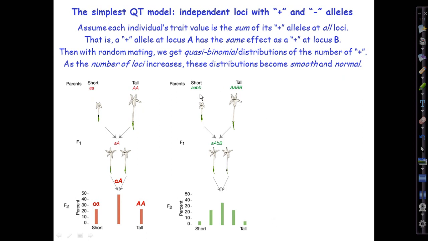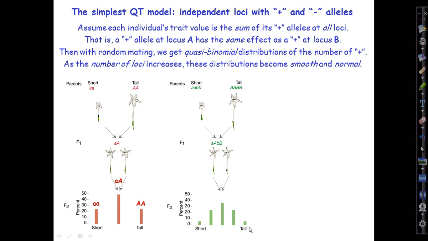Now we're going to have two loci. The B locus also has plus and minus alleles, capital letter B and lowercase b. The F1s are double heterozygotes, little a, little b, big B. They're intermediate again. We mate them among themselves. Now we get 5 different genotypes that matter.